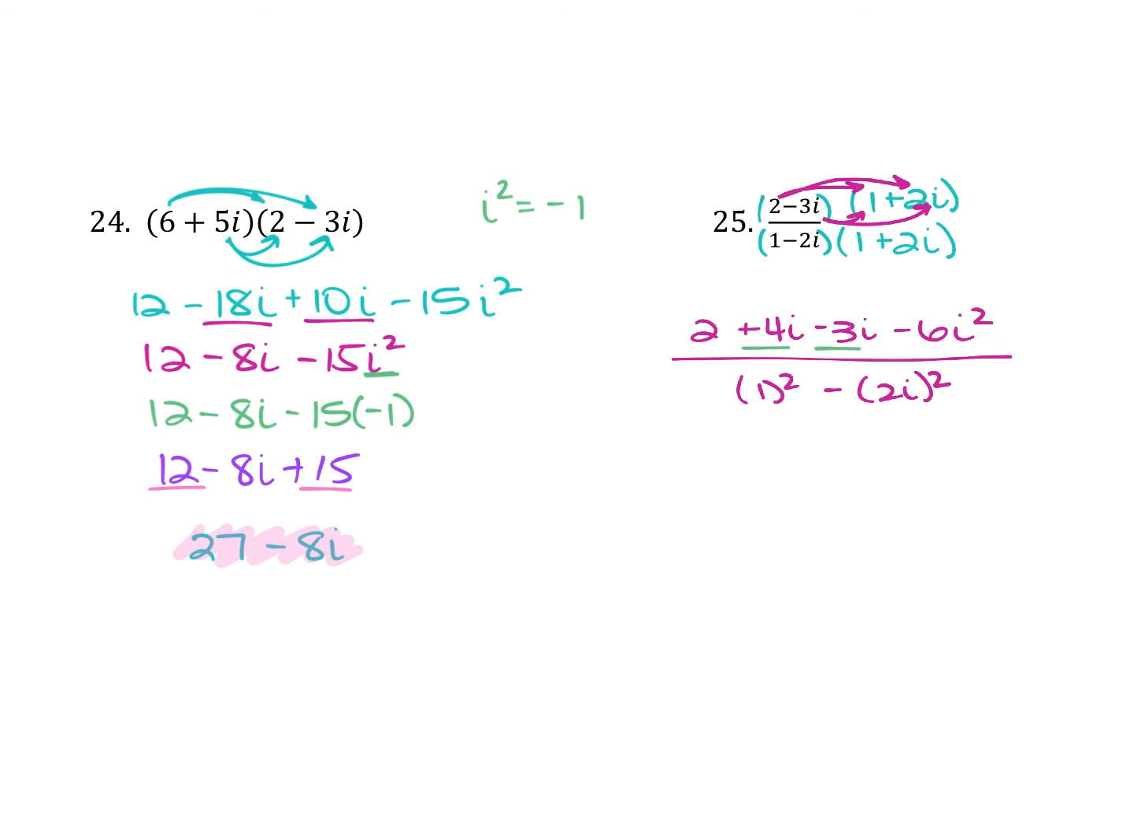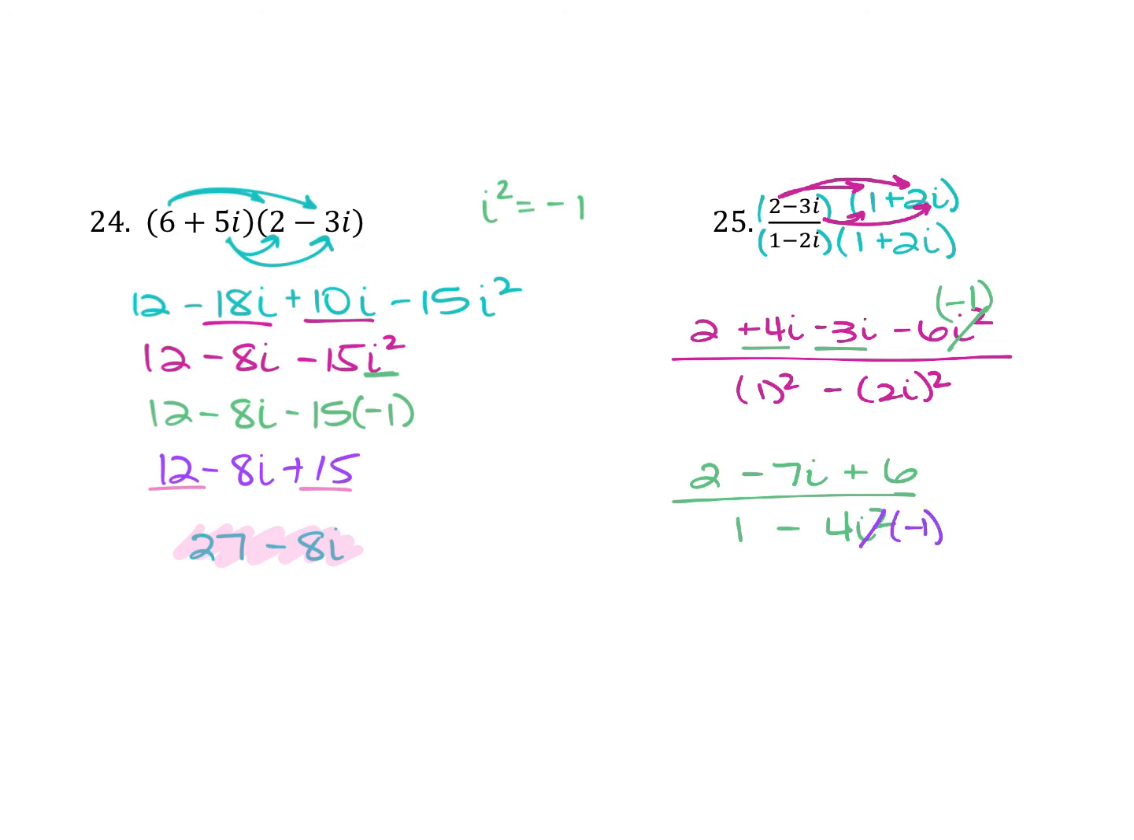Up top, combine your like terms. That i squared becomes negative 1, so multiply that by the negative 6 as well. This is going to give you 2 minus 7i plus 6 over the 1 squared, which is 1, minus 2i to the second power, which is 4i squared. Again, you have that i squared, which is equal to negative 1. So multiply that by the 4.